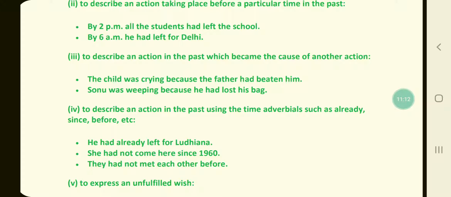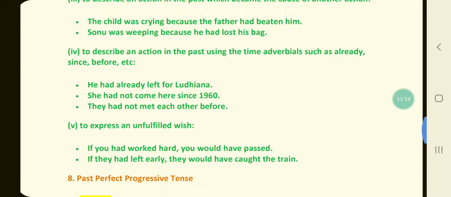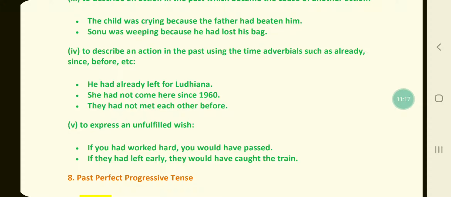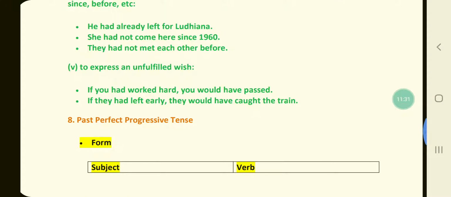Now, number 4, to describe an action in the past using the time adverbials such as already, since, before, etc. He had already left for Ludhiana. She had not come here since 1960. And fifth point, that is to express an unfulfilled wish. If you had worked hard, you would have passed. Children, this is also an example of a conditional sentence, which we shall study somewhere later.